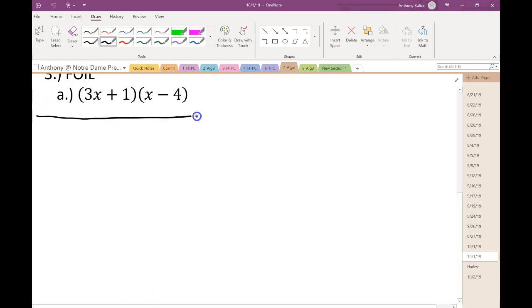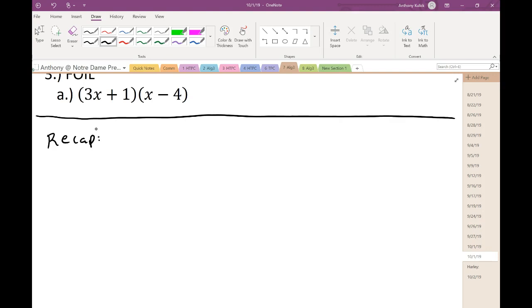So I want to start by taking a moment to recap what we've done and where we are. If you're taking notes, you don't necessarily have to write any of this down. This is just to reframe what we've done so far and where we're at, because it's been a while, right? We've been working on quadratics for quite a few days now. I just want to recap what we've talked about so far.